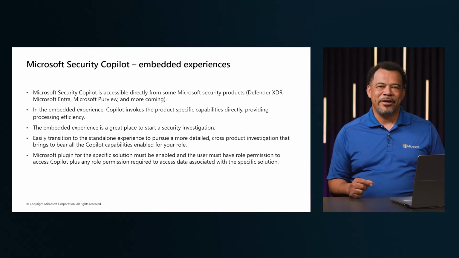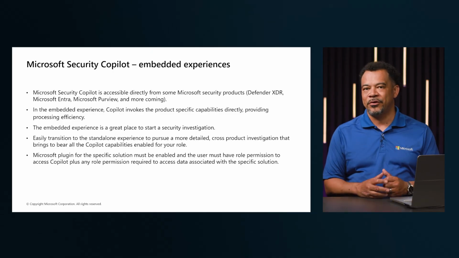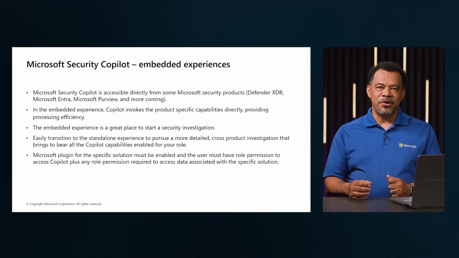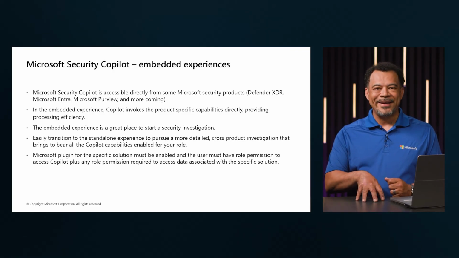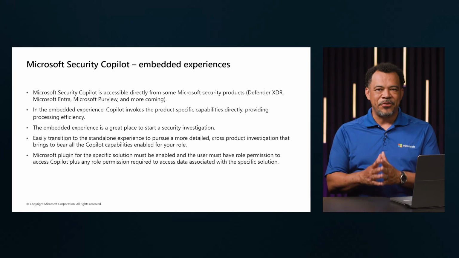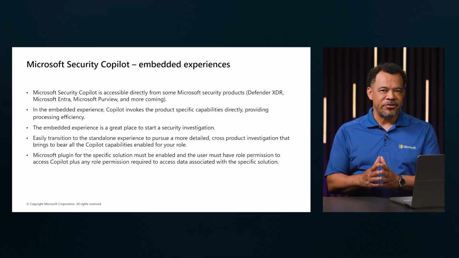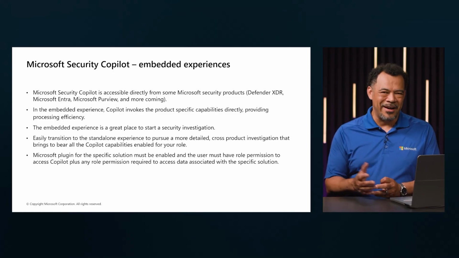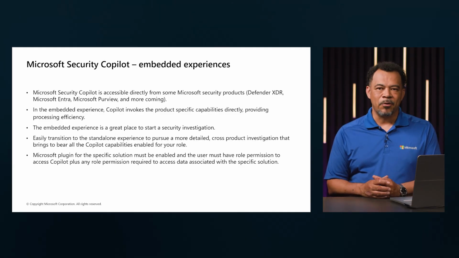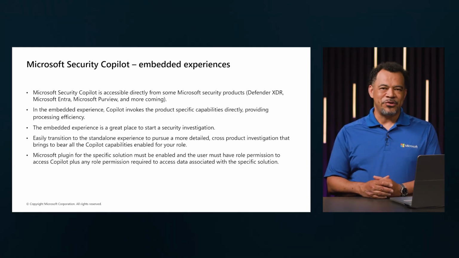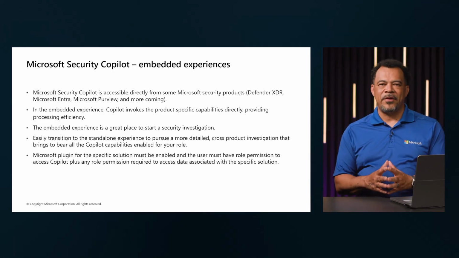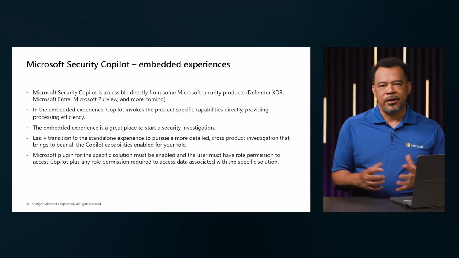You can use Microsoft Security Copilot right from within several Microsoft security tools like Defender XDR, Microsoft Entra, and Microsoft Purview, with more integration in the future. When you're working inside one of these tools, Copilot taps directly into that product's features, which helps things run more smoothly and efficiently. It's a great way to kick off a security investigation without needing to switch to various contexts that are out there. If you need to go deeper or look across multiple tools, you can easily switch over to the standalone Copilot experience. That's where you'll get access to all the capabilities available for your role across all connected products.